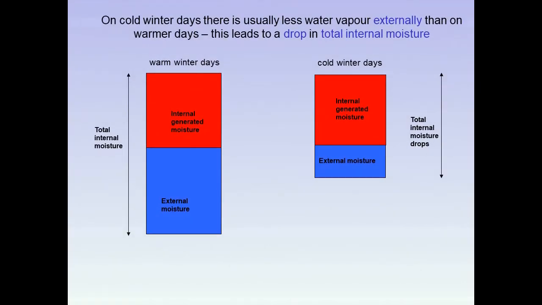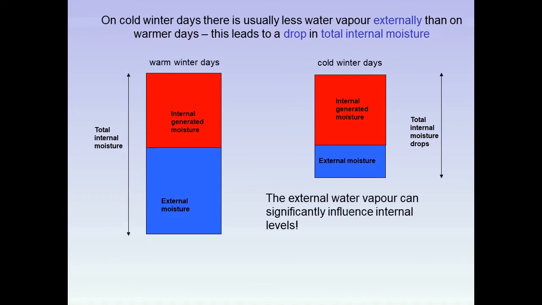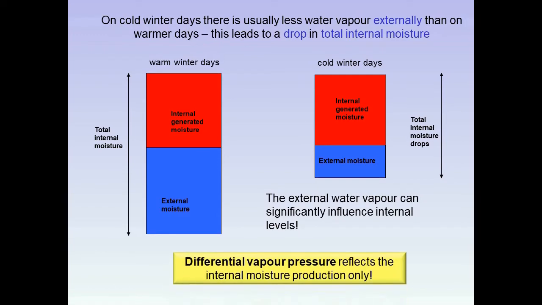And one will find on cold winter days there's usually less water vapour externally, we saw that earlier, than on warmer days, and that leads to a drop in total internal moisture. So on the left we see a warm winter day, on the right we have a cold winter day. The difference in total moisture is solely due to the external moisture levels, and this can significantly influence the internal levels. And remember, the differential vapour pressure, that's the difference between internal minus external, reflects the internal moisture production only.